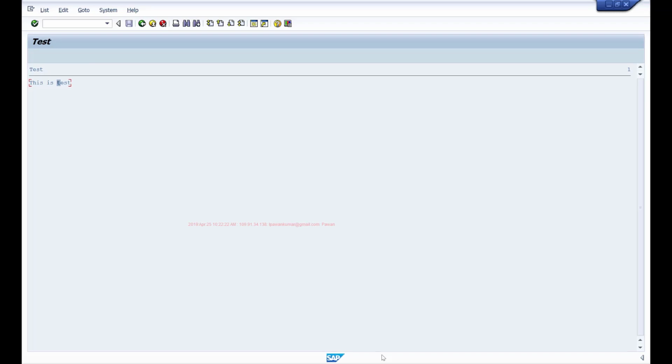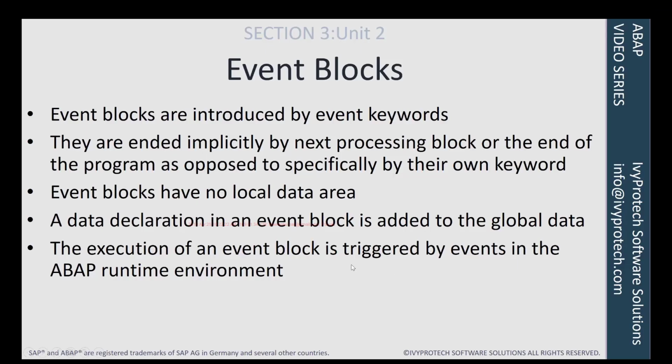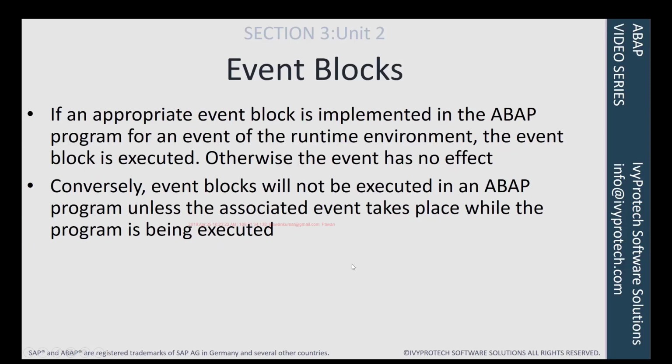So the execution of an event block is triggered by events in the ABAP runtime environment. If an appropriate event block is implemented in the ABAP program for an event of the runtime environment, the event block is executed. Otherwise, the event has no effect. As I demonstrated, in the output, when I double clicked, I had maintained at line-selection, so it executed that code. If I didn't maintain at line-selection, the system simply ignored the double click action. Nothing happened when I double clicked on it.